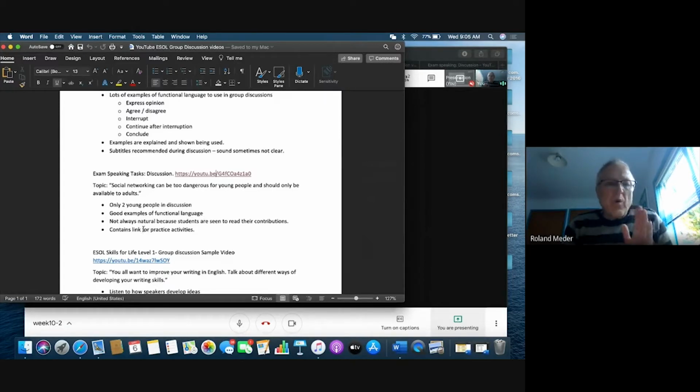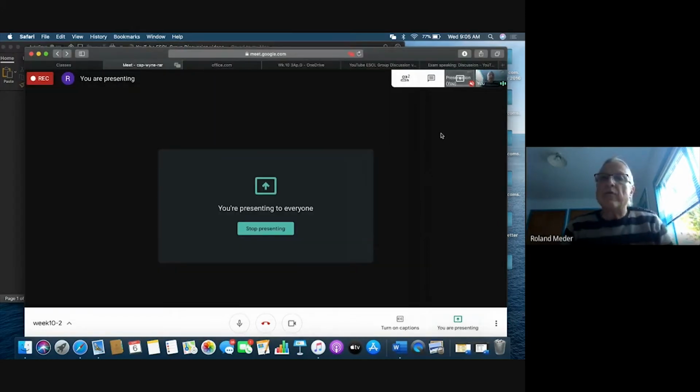And one drawback about this one, though, it's not very natural. Why? Because you can see the students reading their contributions. Now, this is something that we don't want you to do, and you'll see it doesn't seem very natural while they're doing it. Ours must be natural, so you mustn't read. Also, another interesting thing about this link is that it contains a link for further practice.